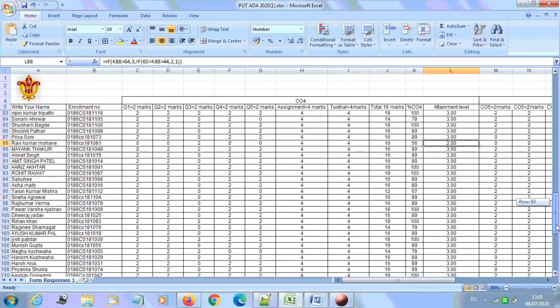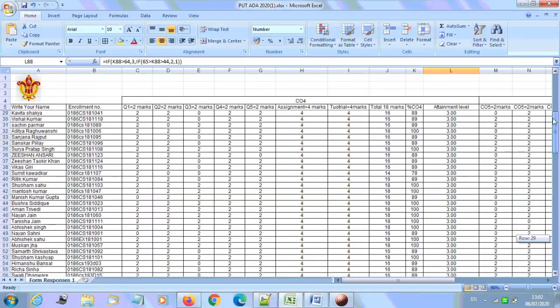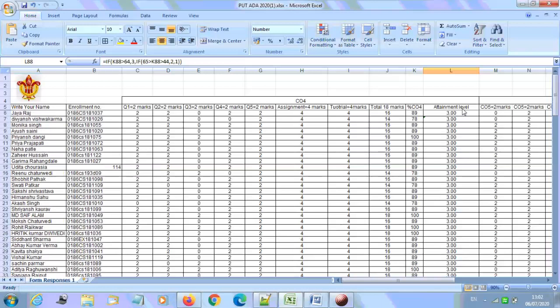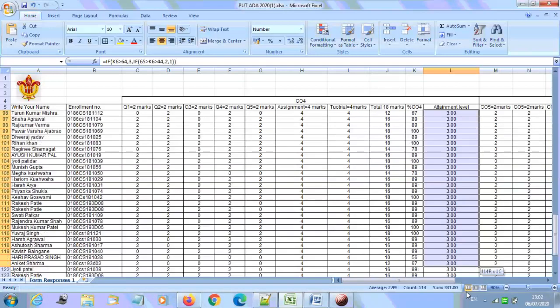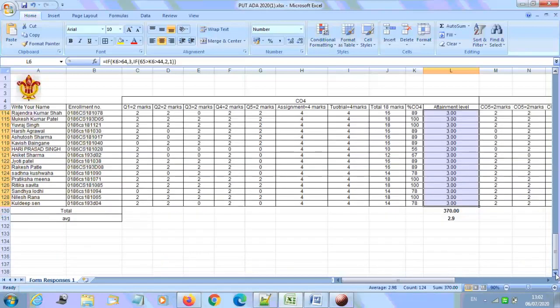At last we'll have to sum all the values. The sum is 370. The count is 124, so 370 divided by 124 gives the average, that is 2.98. That is how the attainment level of CO4 is 2.98.